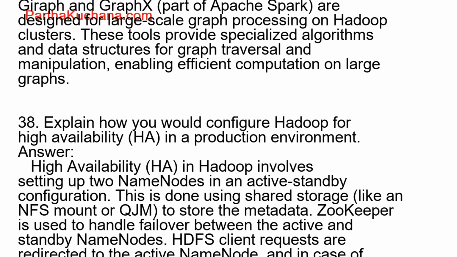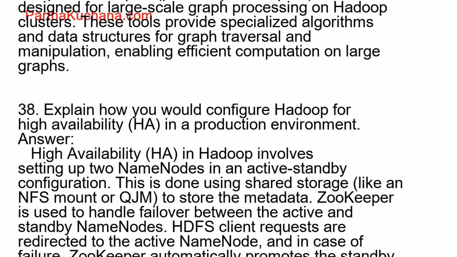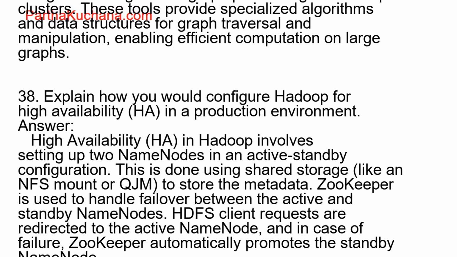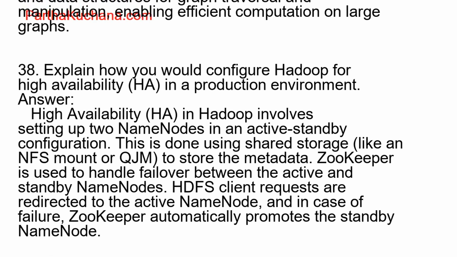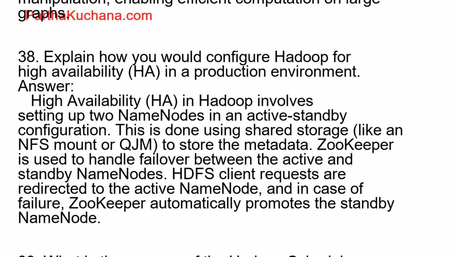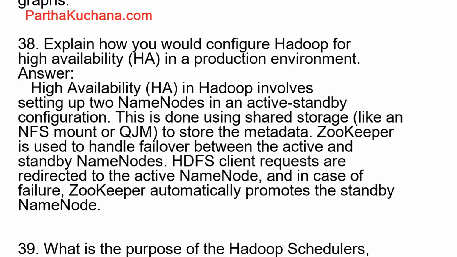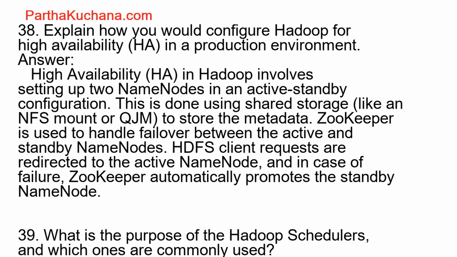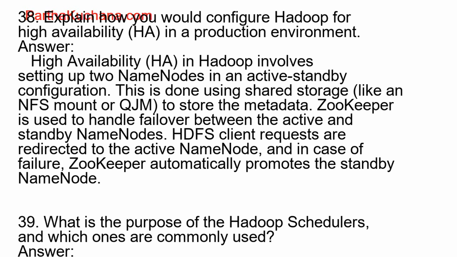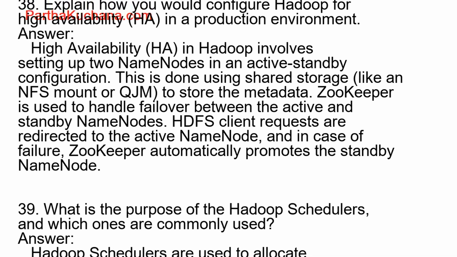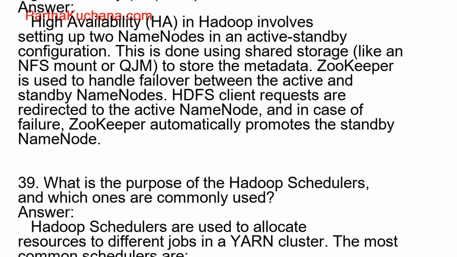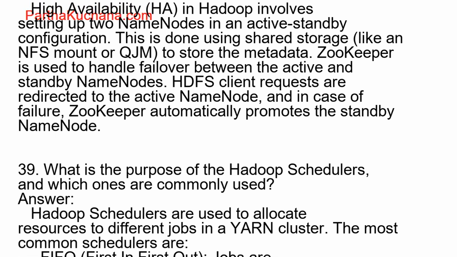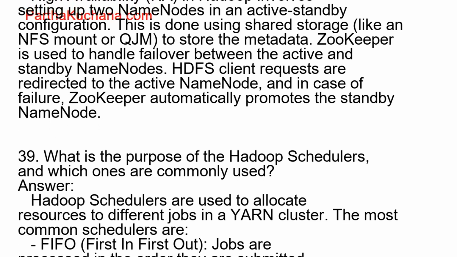40. How does Hadoop manage node failures in a YARN-based cluster? Answer. Hadoop manages node failures by using heartbeat signals to monitor the status of nodes in the cluster. If a node fails to send a heartbeat signal within a specified time frame, YARN marks the node as dead and reassigns tasks that were running on that node to other healthy nodes. Data replication in HDFS ensures that data is still available even if a DataNode fails.